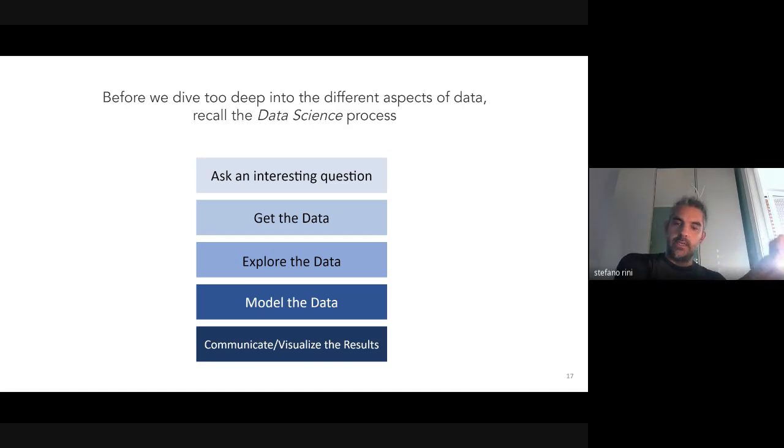And so the creation of the model is again a very, very crucial part, because basically the model has the ability to summarize the relationship between features that you have observed in the data during your data exploration phase. And then you want to communicate and visualize the results. And this aspect is also very, very important because most of the times when you produce these results, you have some downstream application of these tasks.